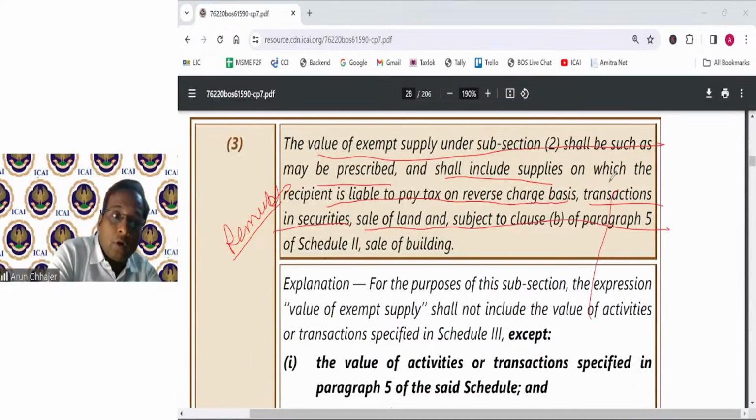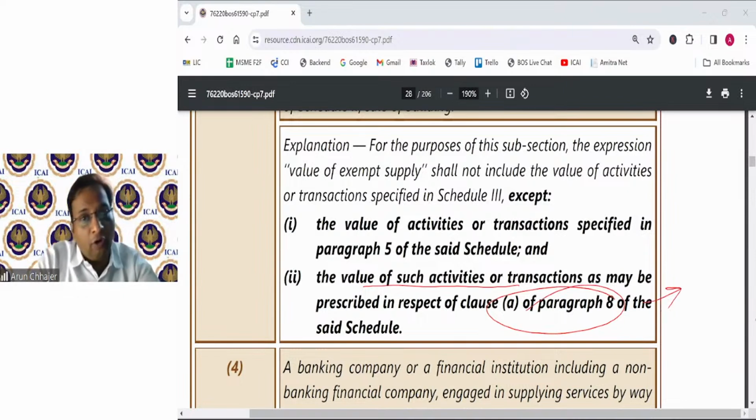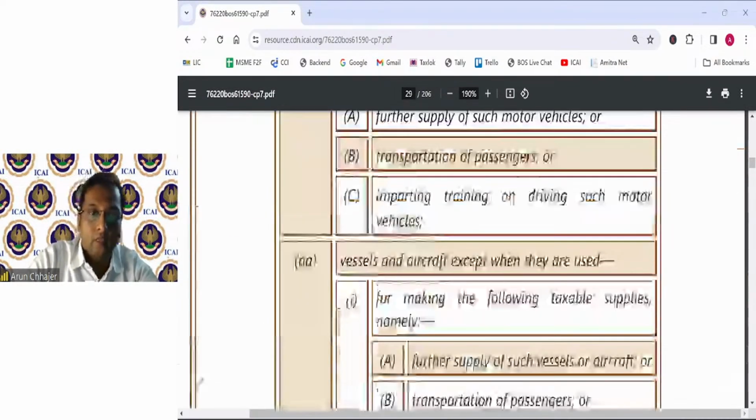Then, according to the explanation, you will add the value of the activity which is covered in para 8. That is sale of custom bonded warehouse goods before clearing for home consumption, before filing the bill of entry for home consumption. Okay. So let's go back.